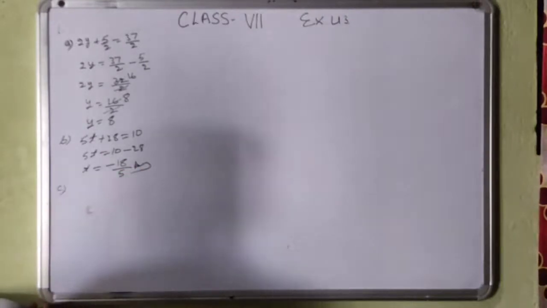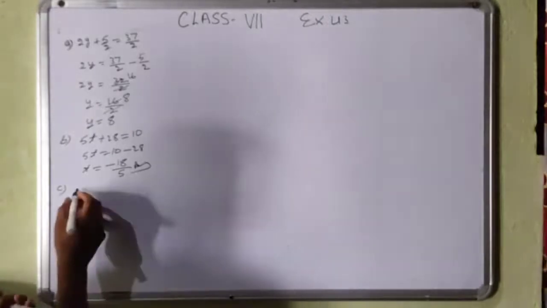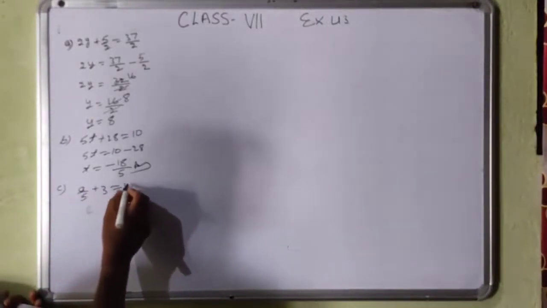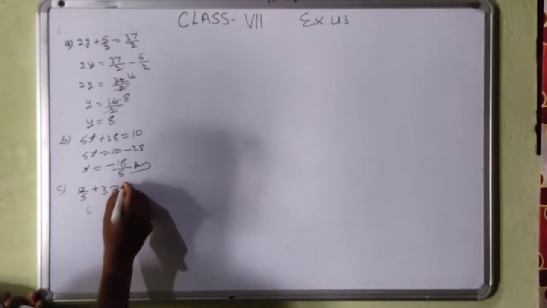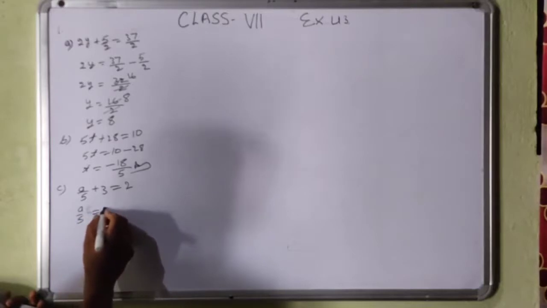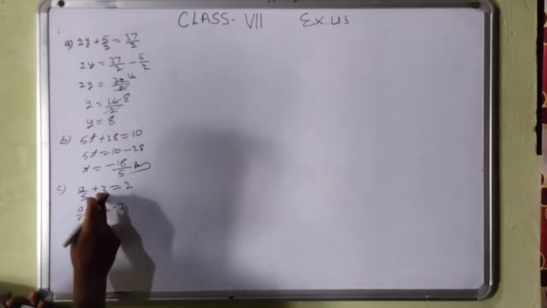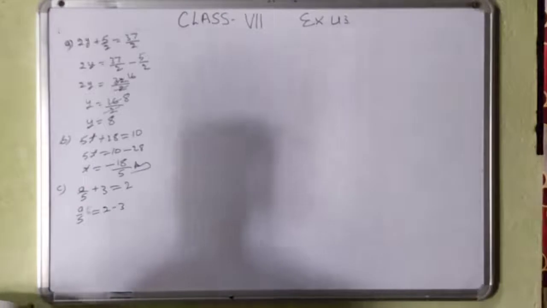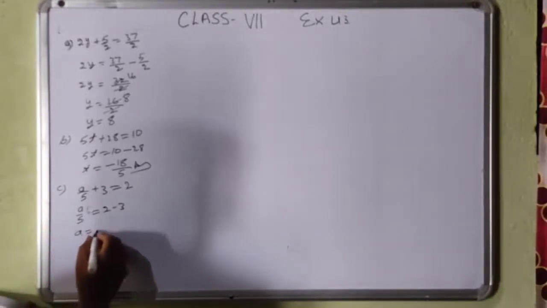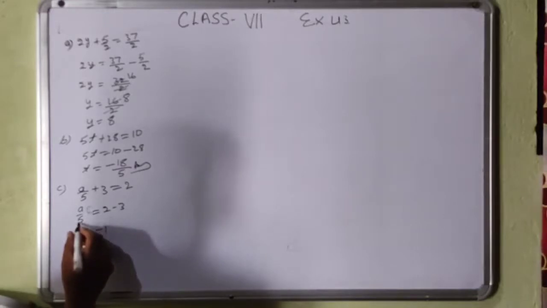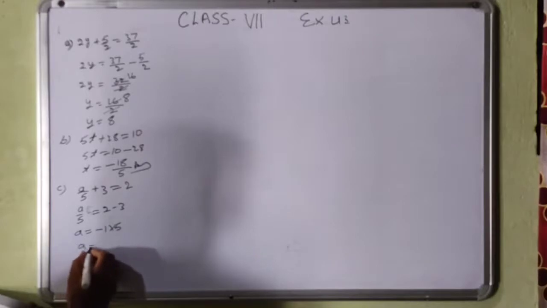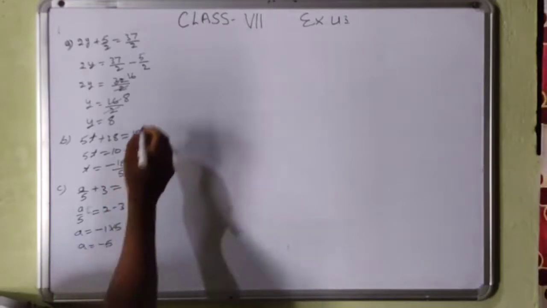C part, a upon 5 plus 3 is equal to 2. So a upon 5 is equal to 2 minus 3. When we interchange the number, the sign will also change. So a is equal to minus 1, and this is given as divide, so it will go to the other side as multiply. So a is equal to minus 5, 1 fives are 5.